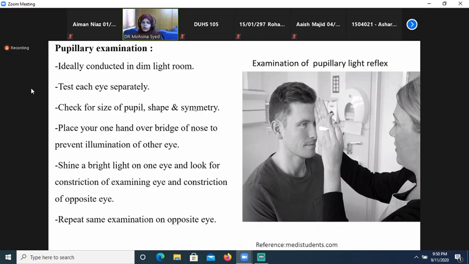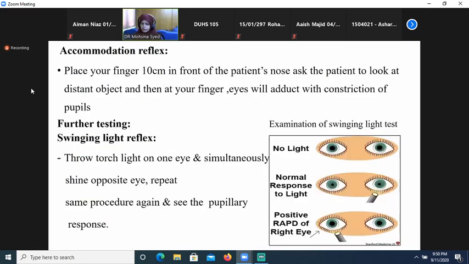Okay, then there is the swinging light reflex. What we do is throw the torchlight on one eye and, within seconds, shine the light on the opposite eye. We repeat the procedure, swinging the light this way again and again, three to four times, until you see the pupillary response. Now, this is important in certain diseases, like when there is some optic nerve pathology on one side.